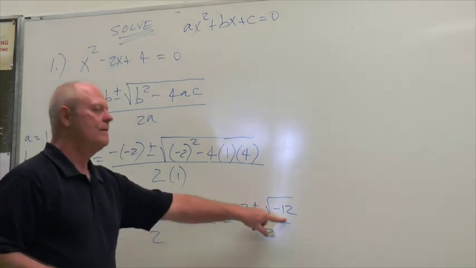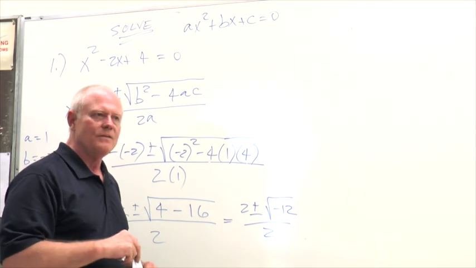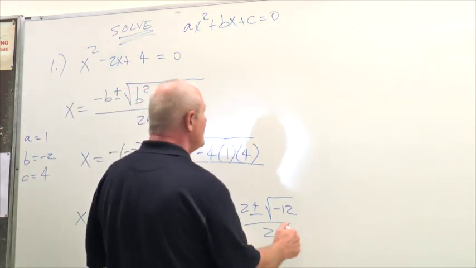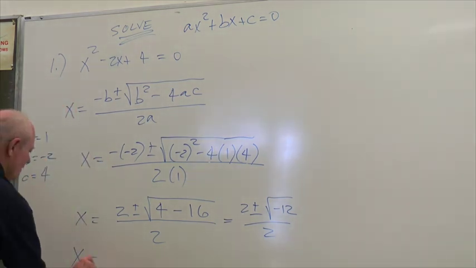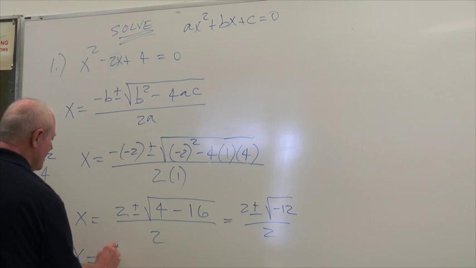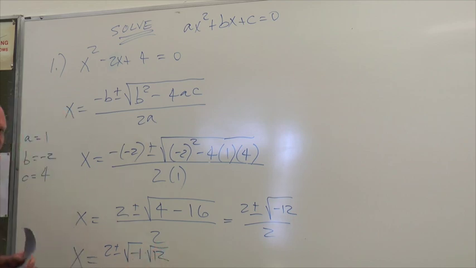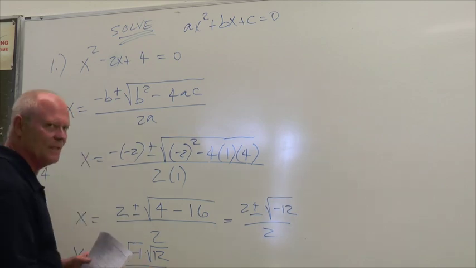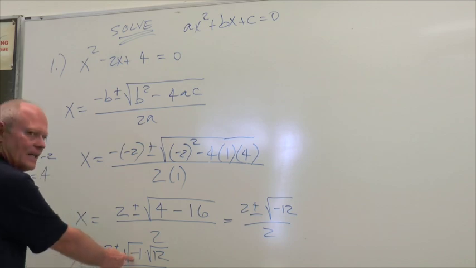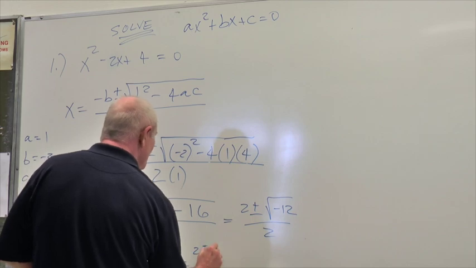Is that simplified? Can we simplify it? That's an imaginary number, right? You can't take the square root of a negative number. So how do we deal with that? You take out the i. Good, right? I'm going to do a little step here: 2 plus or minus the square root of -1 times the square root of positive 12. See what I did? All over 2, right? Good. And this is going to be your i in the answer. Make sense?